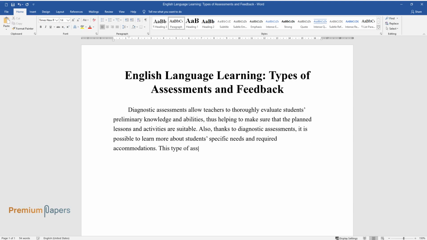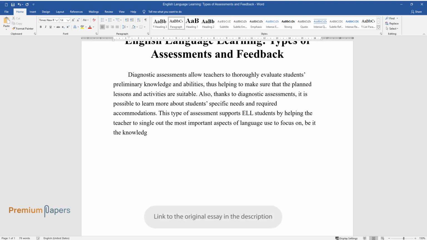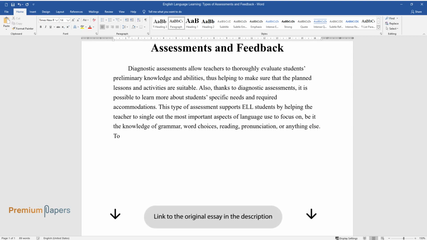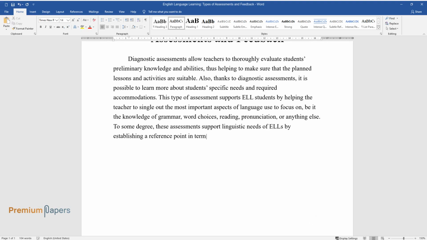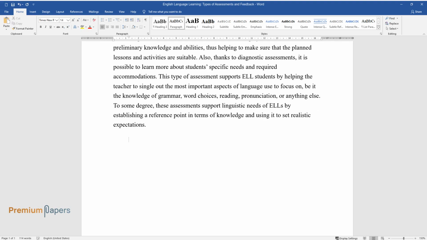This type of assessment supports ELL students by helping the teacher to single out the most important aspects of language use to focus on, be it the knowledge of grammar, word choices, reading, pronunciation, or anything else. To some degree, these assessments support linguistic needs of ELLs by establishing a reference point in terms of knowledge and using it to set realistic expectations.